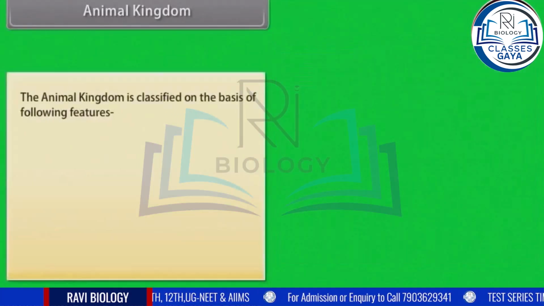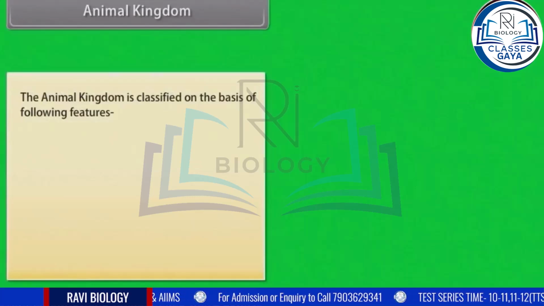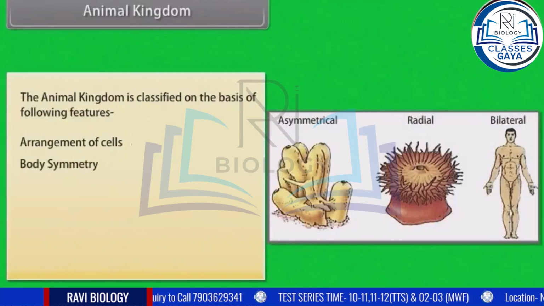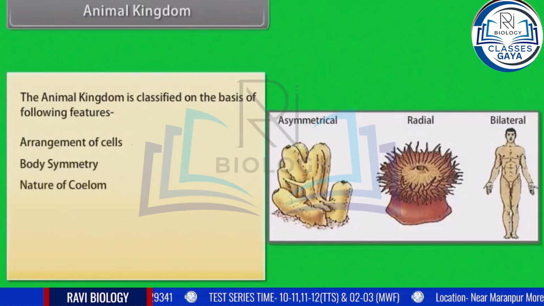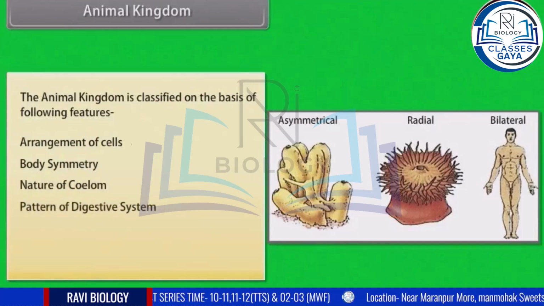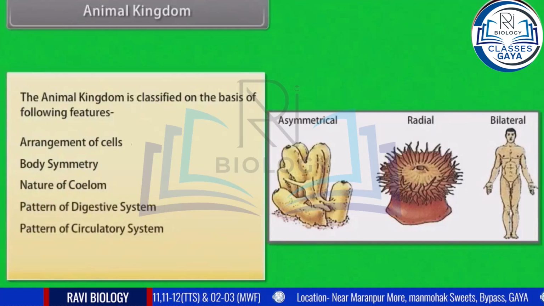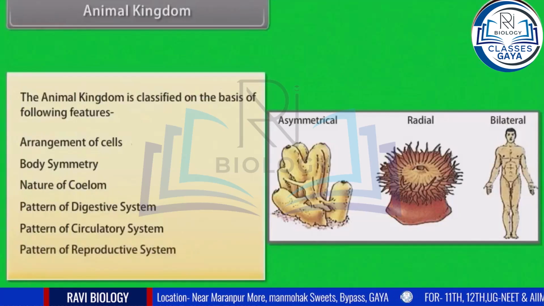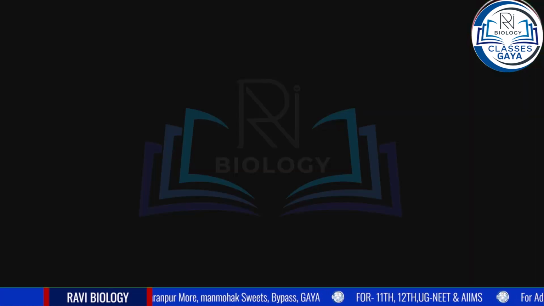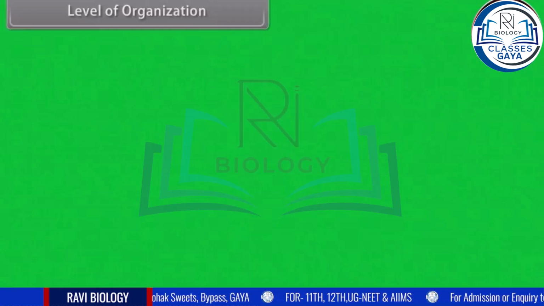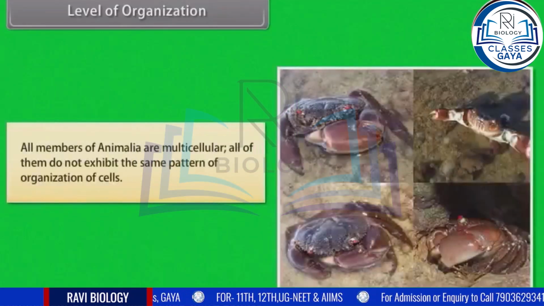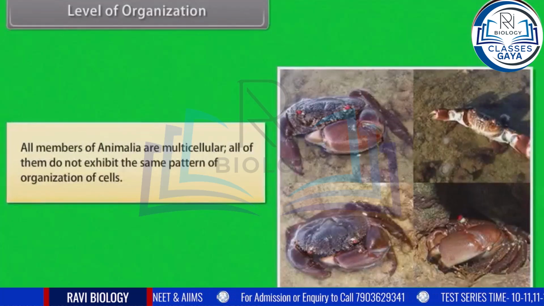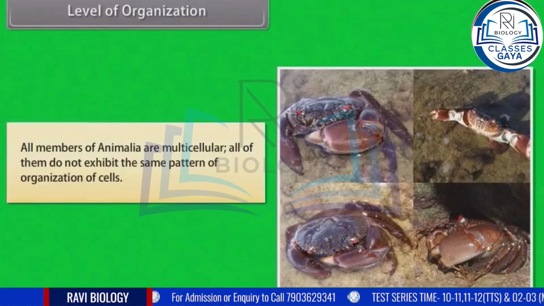The animal kingdom is classified on the basis of following features: arrangement of cells, body symmetry, nature of coelom, pattern of digestive system, pattern of circulatory system, pattern of reproductive system. Level of organization. All members of Animalia are multicellular. All of them do not exhibit the same pattern of organization of cells.